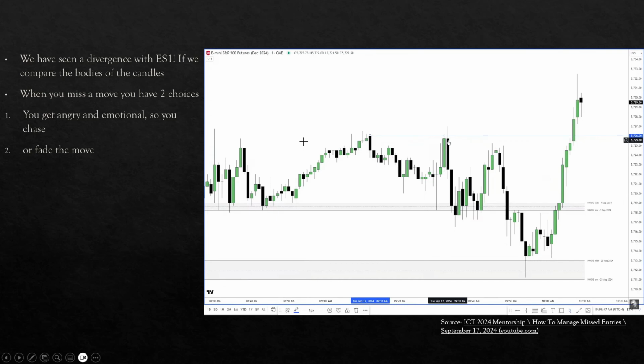Usually, going back to the topic, when you miss a move, you have two choices. You get angry and emotional, so you chase or fade the move. In both cases, this is a very bad decision for your psychology and also for your account balance, probably.